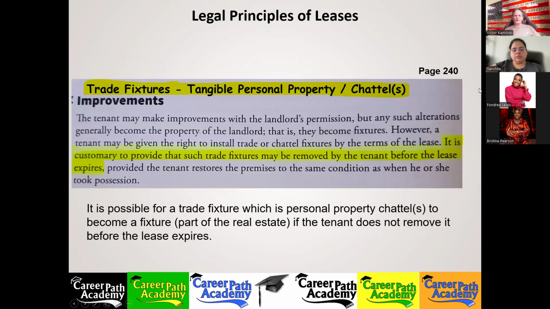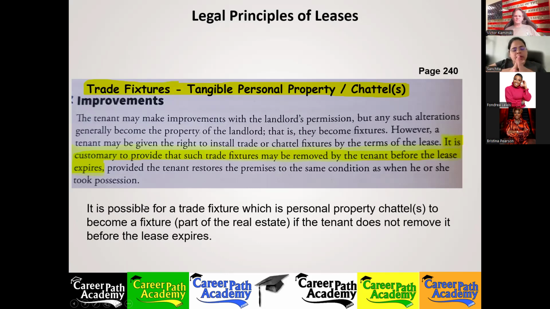So let's write there in the book on page 240, above improvements. I'm not sure if it says tenant improvements or what. Just write: trade fixtures, tangible personal property, chattel. It is customary to provide that such trade fixtures may be removed by the tenant before the lease expires, provided the tenant restores the premises to the same condition as when they took possession. Okay, that's for trade fixtures.